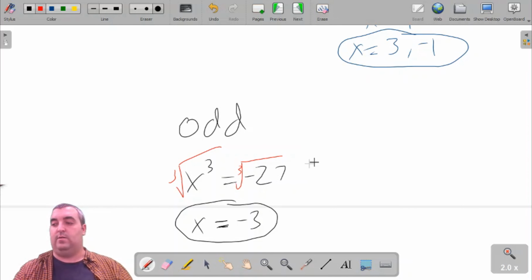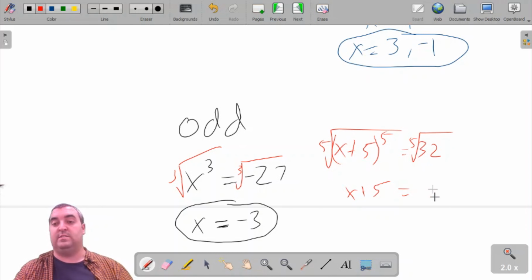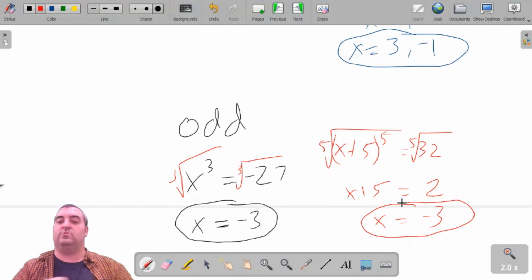Okay. Just to see another example, let's say we have x plus 5 to the 5th equals 32. We would take the fifth roots of both sides. X plus 5 would just be x plus 5. This is positive, so our answer is going to be positive. Well, 32 is 2 to the 5th, so the fifth root of 2 to the 5th is just 2. So our final answer is after we subtract 5. So, hey, we actually get negative 3 as our answer as well.